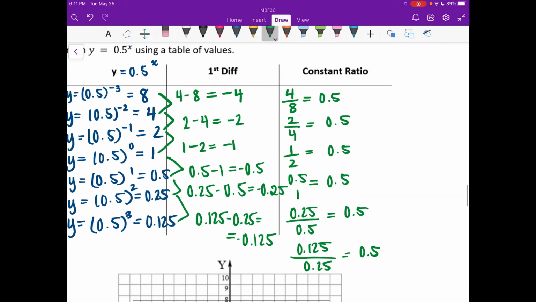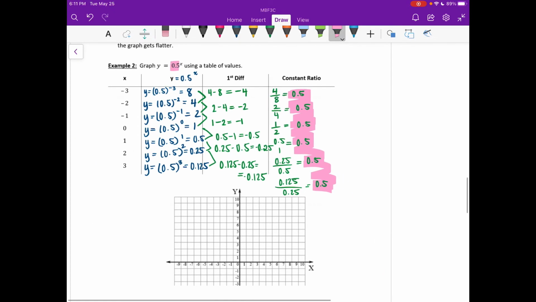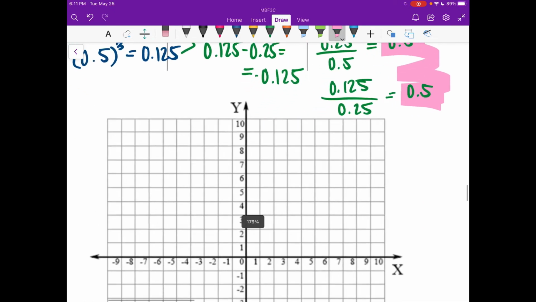So notice how the first differences are not equal. So this isn't a linear equation, but the constant ratios are. And the constant ratios are 0.5, so you know that your base is going to be 0.5, which makes sense. And then it's an exponential equation. Okay? So let's go in and graph these points.